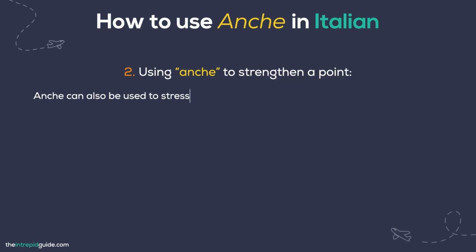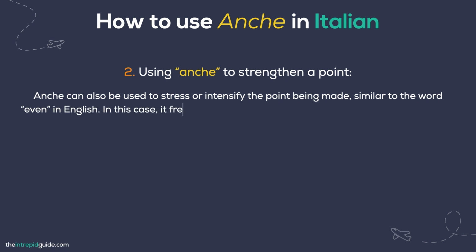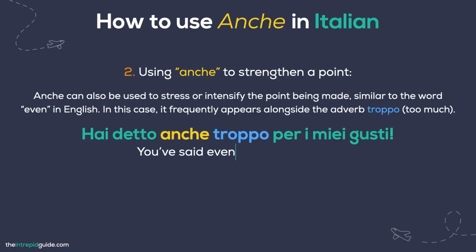Now, we also use anche to strengthen a point. Anche can be used to stress or intensify the point being made, similar to the English even. In this case, it frequently appears alongside the adverb troppo, too much. Take a look at these examples. Hai detto anche troppo per i miei gusti. You've said even too much for me. Here, anche emphasizes that more was said than necessary.